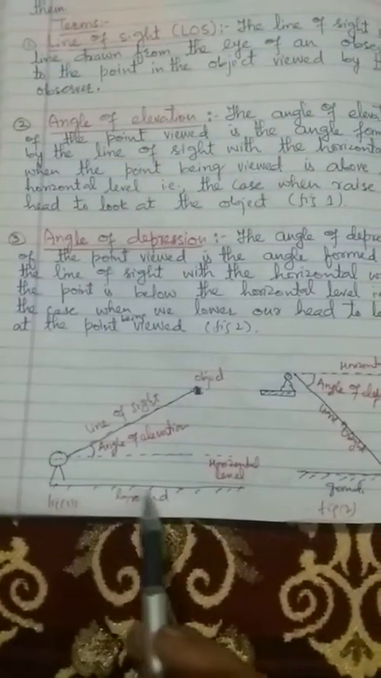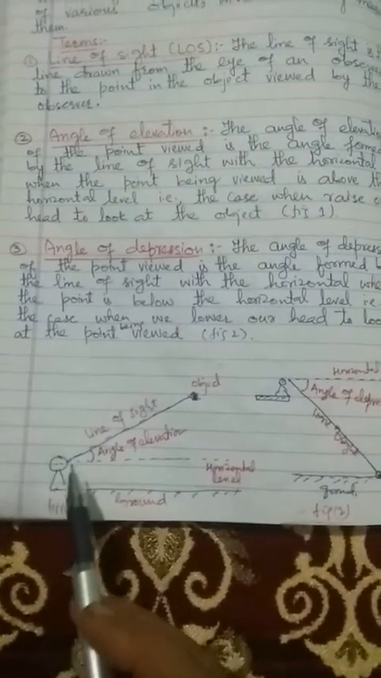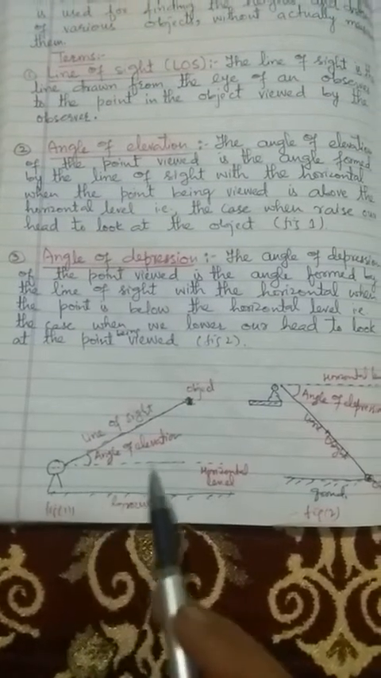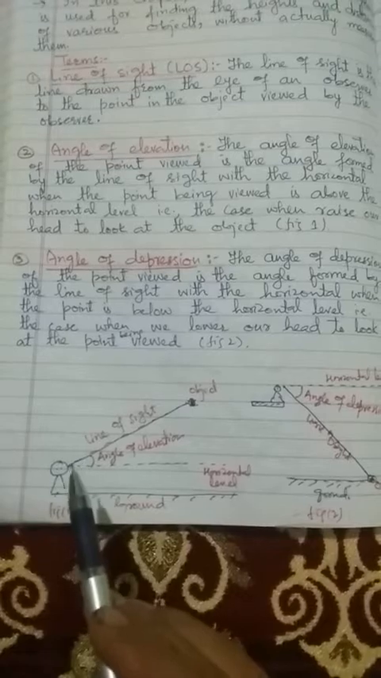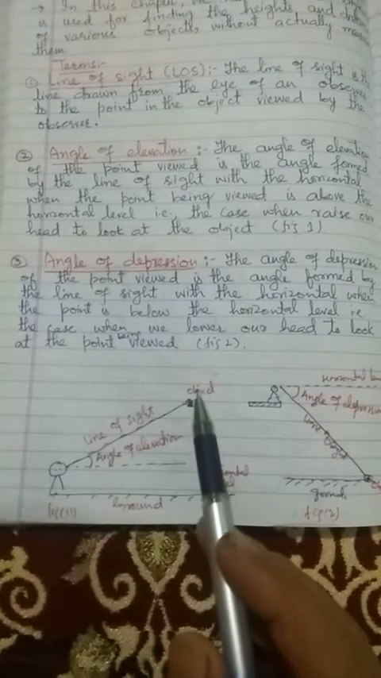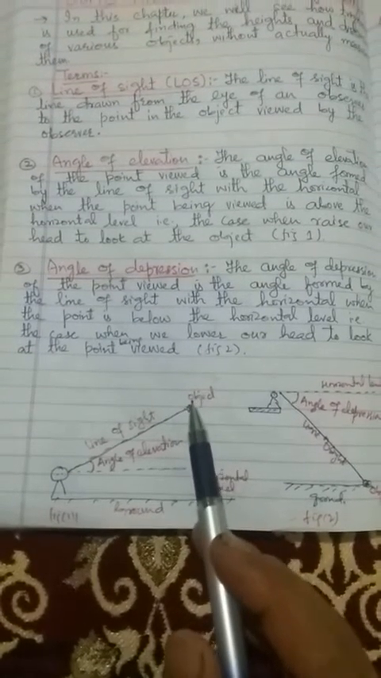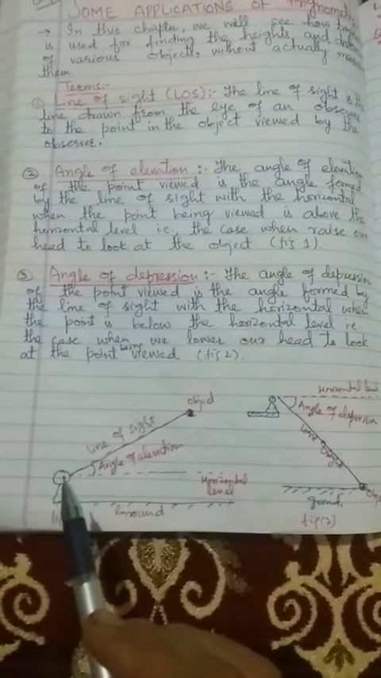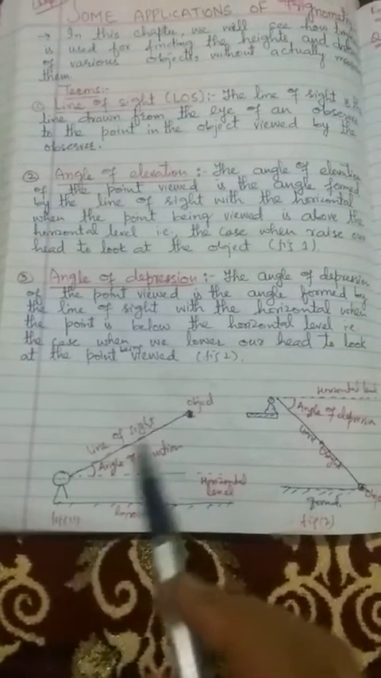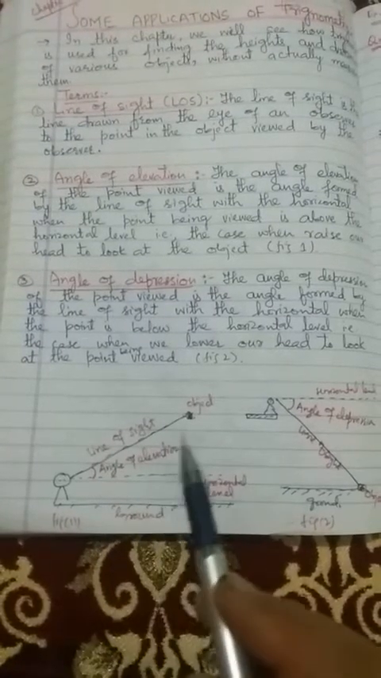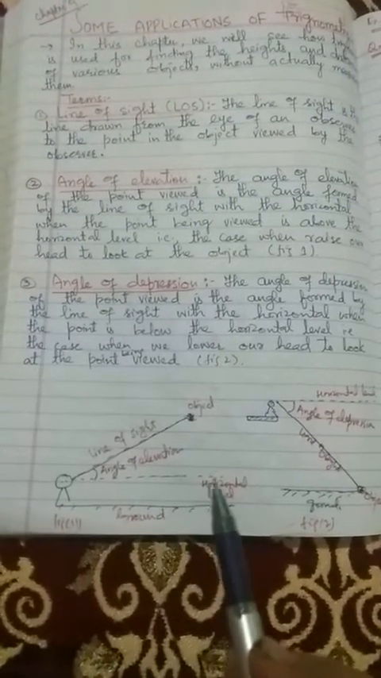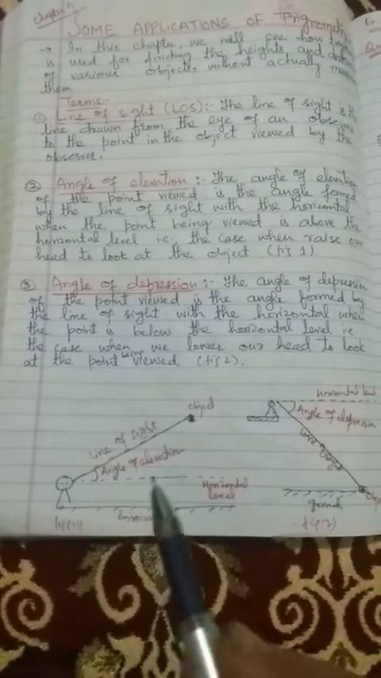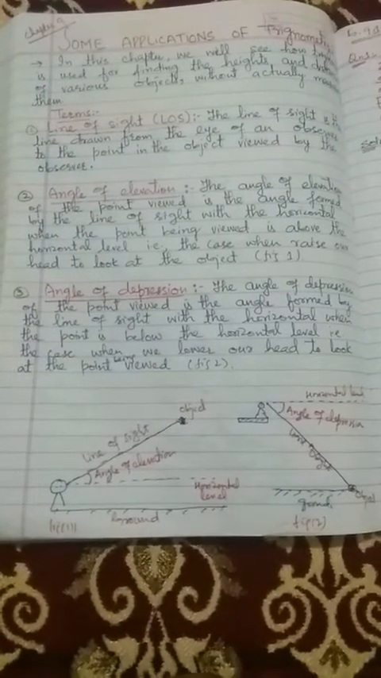This is the ground, and this is the observer, meaning the eye, and this is the horizontal level, and this is the line of sight, because the object is placed at this point. What I was explaining, the line between the object and the eyes is known as the line of sight. And the angle between the horizontal level and the line of sight is known as the angle of elevation. मतलब ऊपर देखना है. ठीक है.